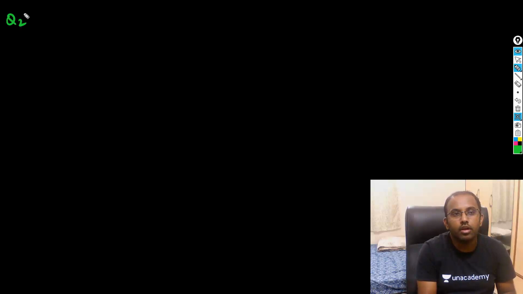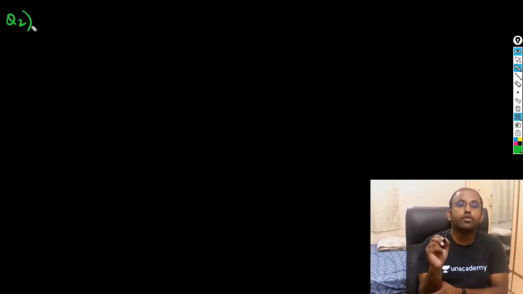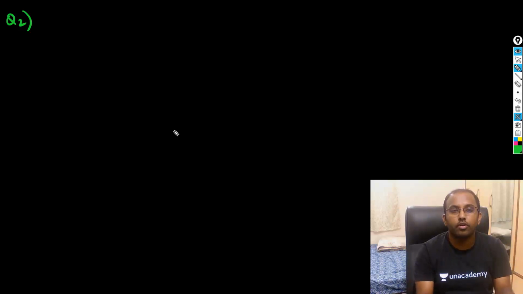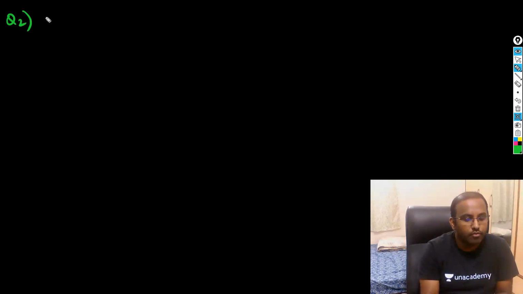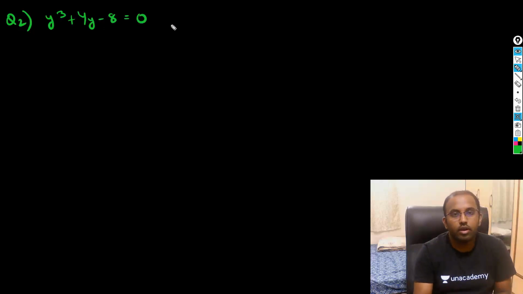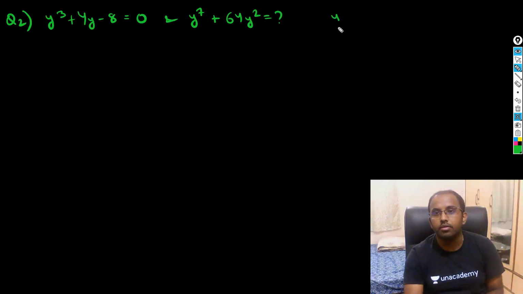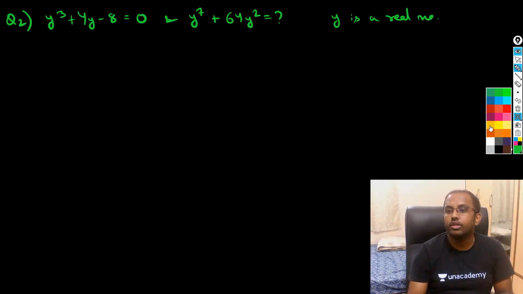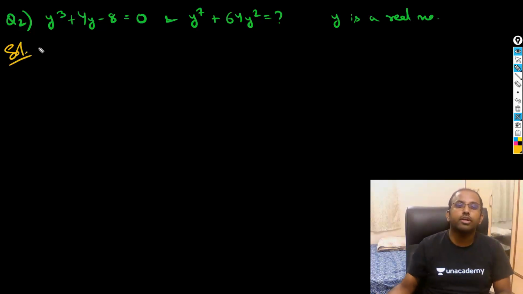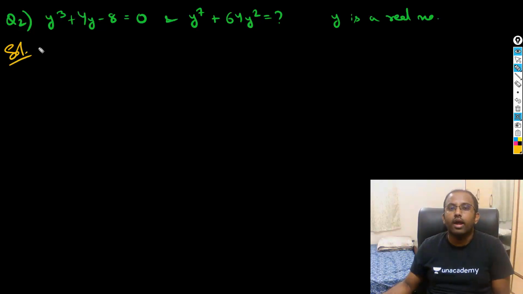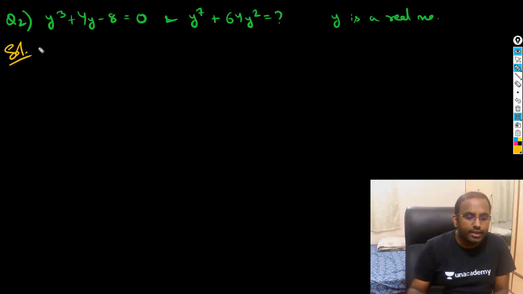Second question, guys. It's a good question on reducing the higher power variables. For example, we have y cube plus 4y minus 8 is equal to 0, and I am supposed to find y to the 7 plus 64y square, knowing that y is a real number. To understand this question, I need to calculate y to the 7 plus 64y square here.